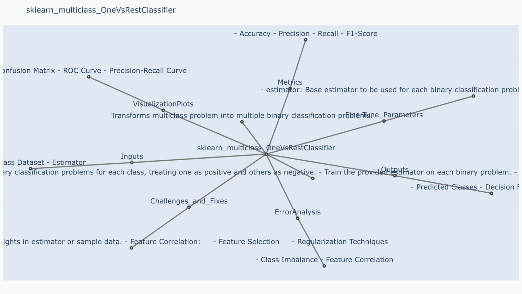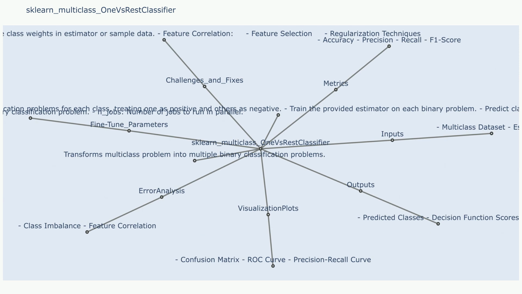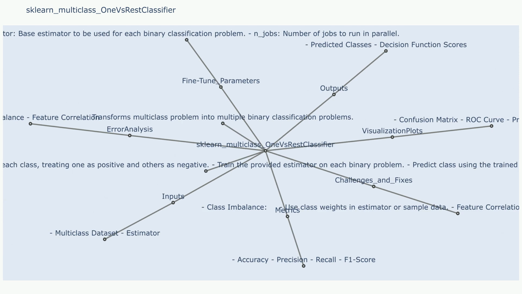Data resampling techniques like oversampling the minority class or undersampling the majority class can help balance the dataset. Class weighting. Modifying the cost function of the binary classifiers to give more weight to the minority class can address class imbalance. Challenge 2. Computational complexity. Training multiple binary classifiers can be computationally expensive, especially for large datasets with many classes.